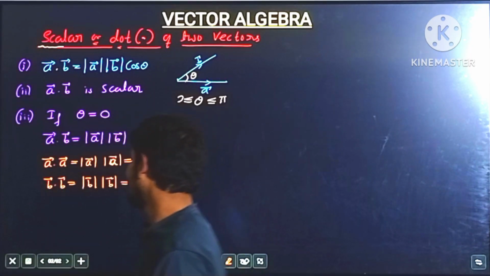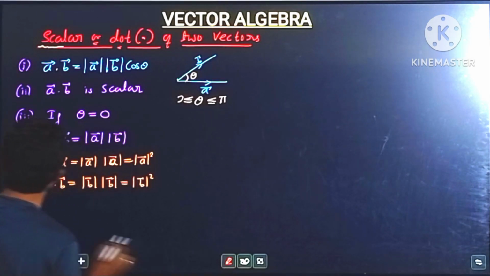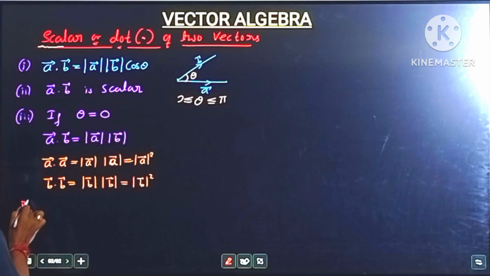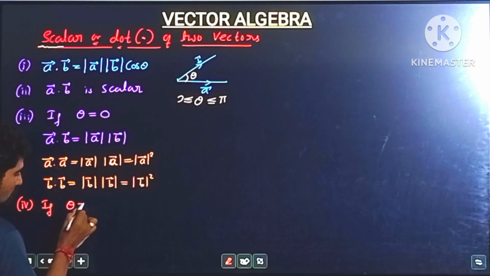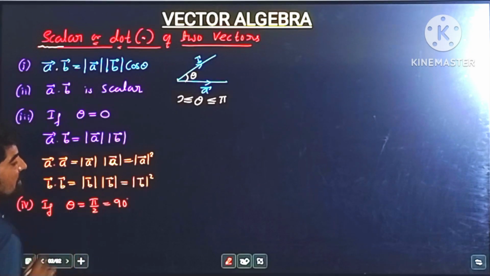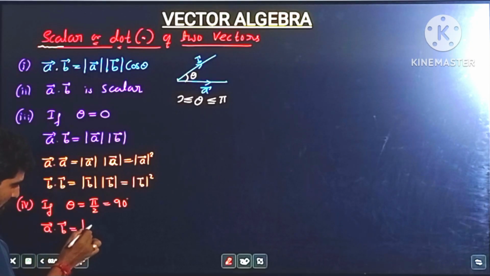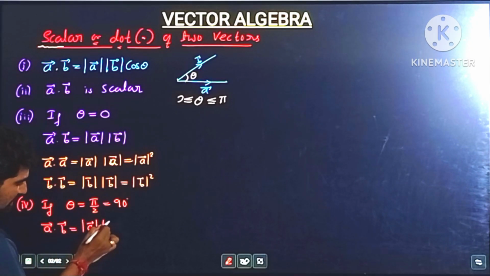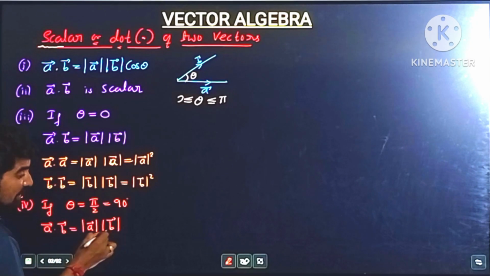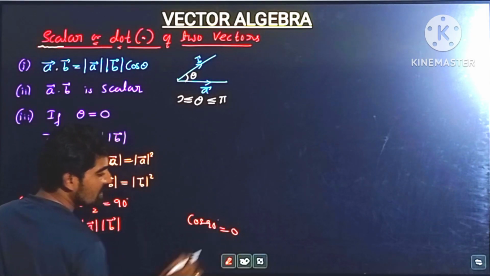And the fourth point is, see here, if the angle between the vectors a vector and b vector is equal to pi by 2, in the sense 90 degrees, then the dot product of a vector and b vector is a vector dot b vector equals magnitude of a vector into magnitude of b vector into cos 90, and the value of cos 90 is 0.